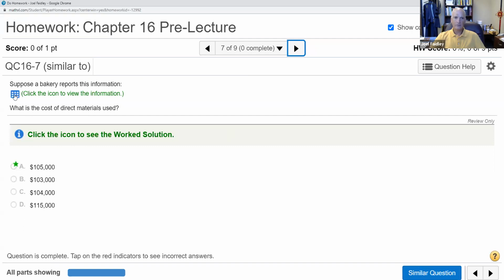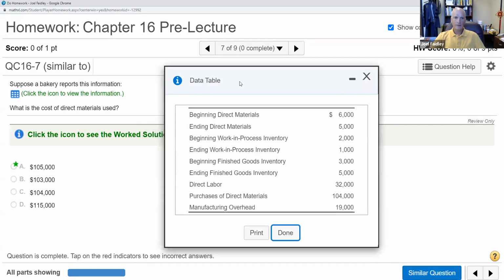All right, so here's a good exercise. And this is a basic calculation that you need to learn in this chapter. It's beginning inventory plus purchases, in this case, is goods available, minus ending inventory is cost of goods sold.